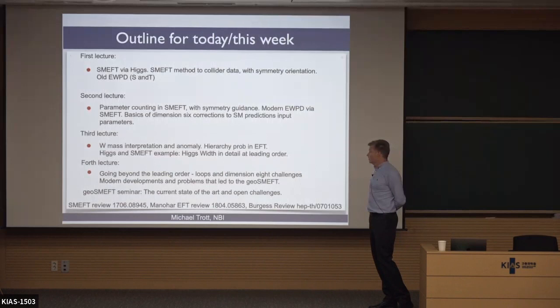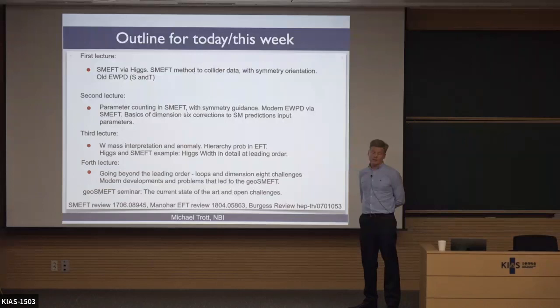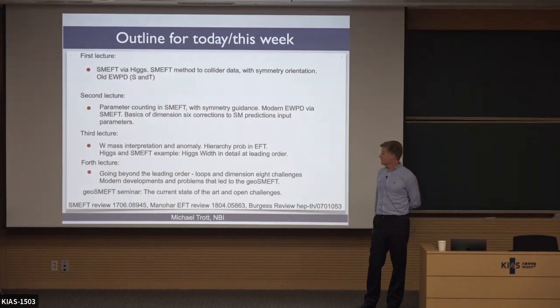And then later in the week, I'll talk to you about the W mass interpretation, this anomaly that appeared, and how the SMEFT is kind of perfect for thinking about such deviations. And also the hierarchy problem, with an idea of orienting how big these effects are that we're looking for with these techniques. And then I'll do two examples. One is basically the Higgs width example, and the other is the W mass interpretation in the SMEFT. Just to see, if these effects are real and we start to see deviations, when can we start to get excited to think that we're really starting to indirectly say this is beyond the Standard Model.